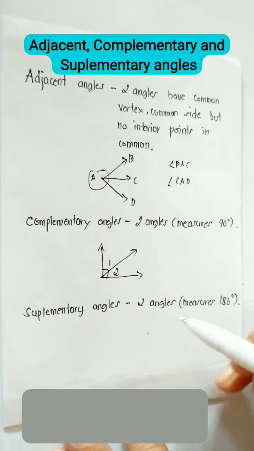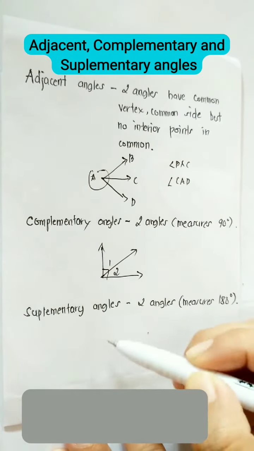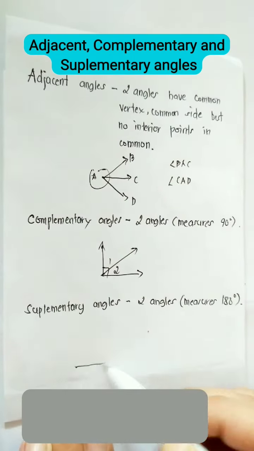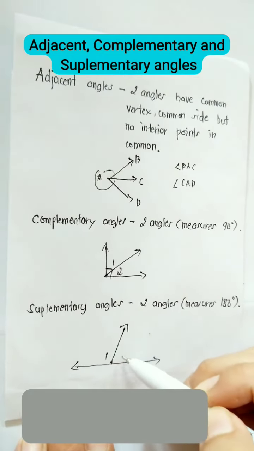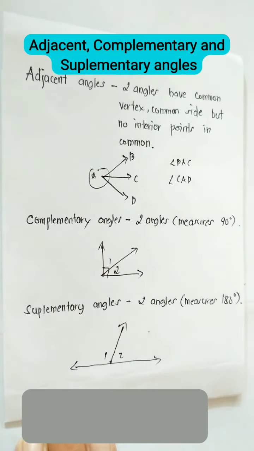Next, supplementary angles, two angles whose measures add up to 180 degrees. If you see it like this, this is what we call supplementary angles.